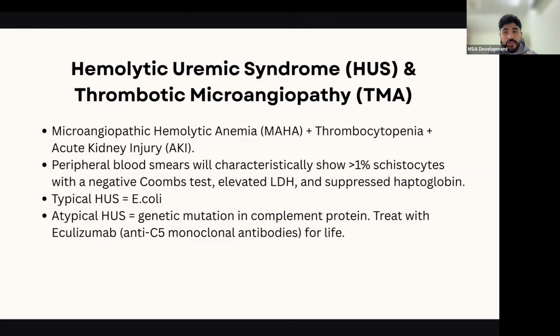Okay, so how do we treat this? We treat it with a drug that we call eculizumab. Eculizumab is an anti-C5 monoclonal antibody, and this is for life. It doesn't stop, okay? Or else it's just gonna keep on having these attacks to the kidney. Maybe with time it could cause failure.